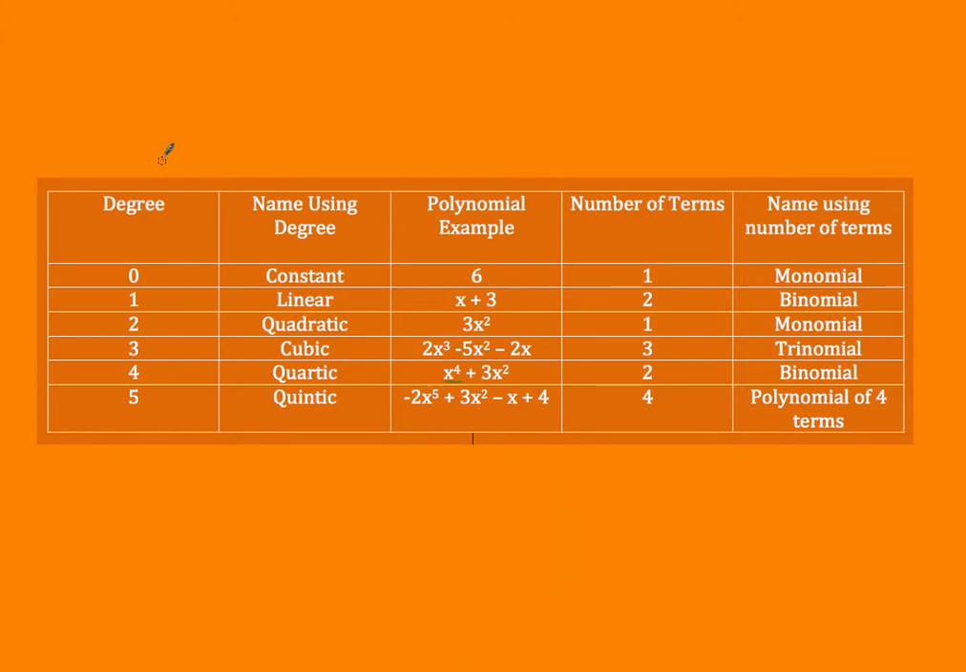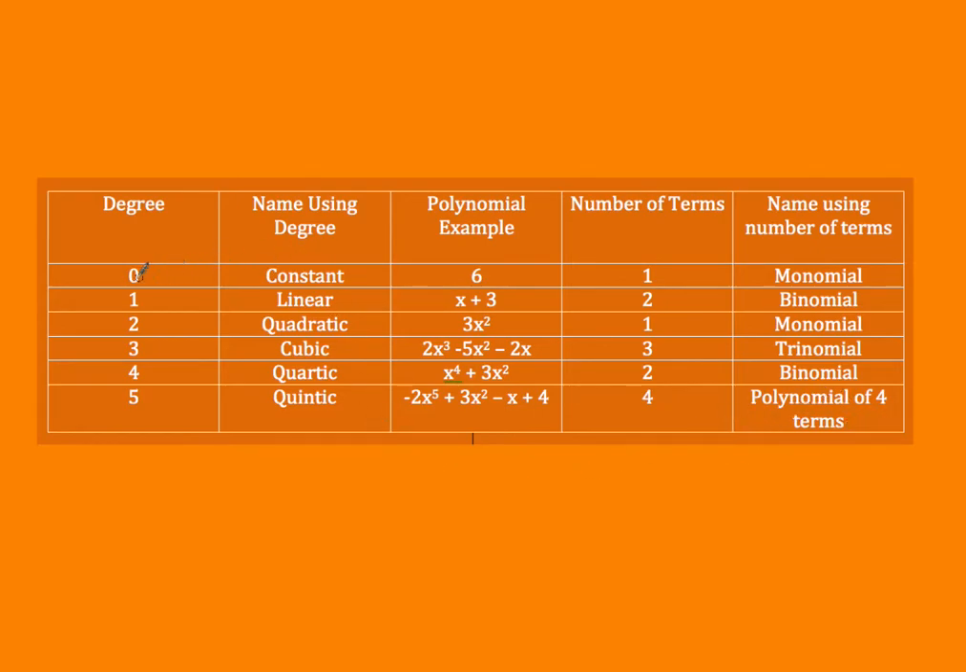So we have two ways of classifying it. We classify it by degree and by number of terms. These are the names that we use for degrees, and these are the names that we use for the number of terms. So this one has a degree of 1, and there are 2 terms, so we call it a linear binomial. This has 1 term, so it's a monomial. So you've got monomial, binomial, trinomial, and those are the only ones I want you to remember. If it's got 4 or more, you can just call it a polynomial of 4 terms, or a polynomial of 6 terms, or however you want to say it.